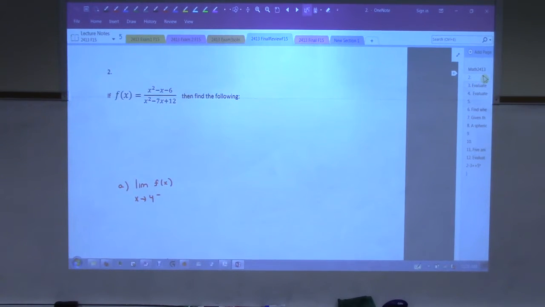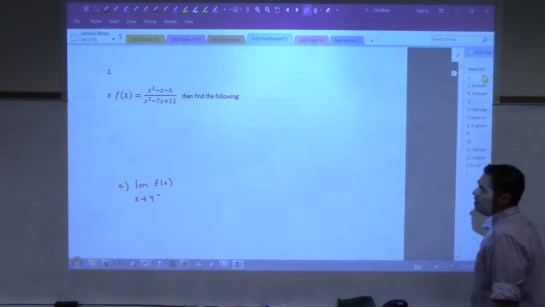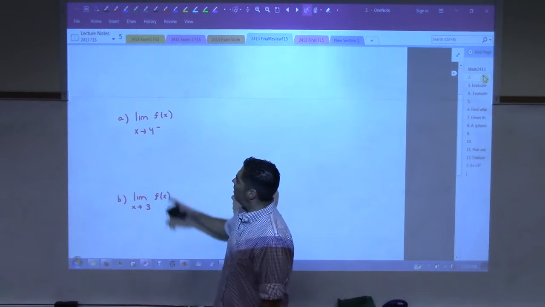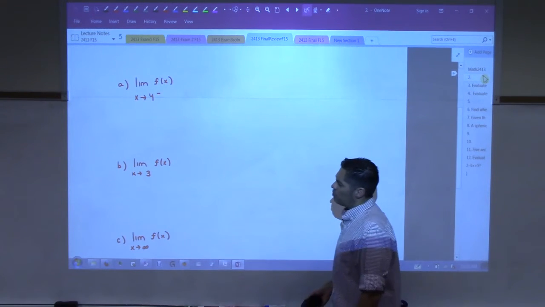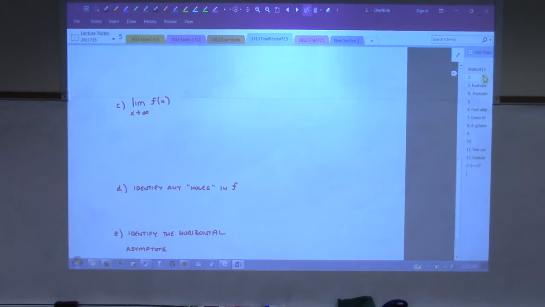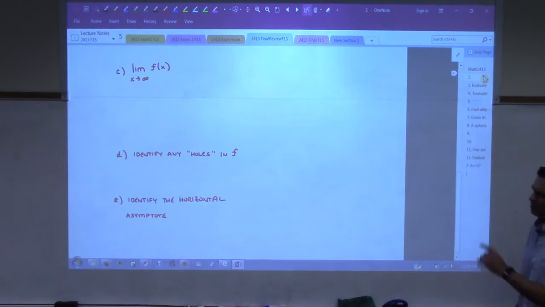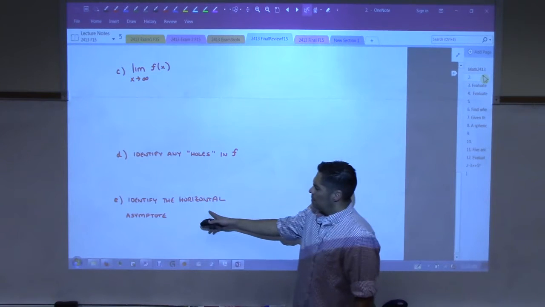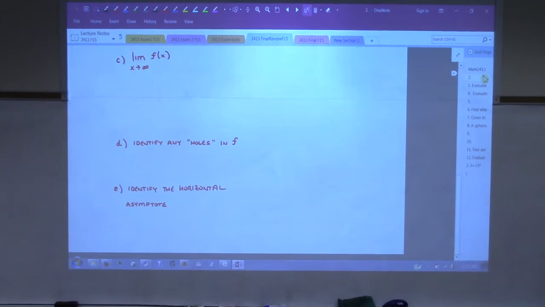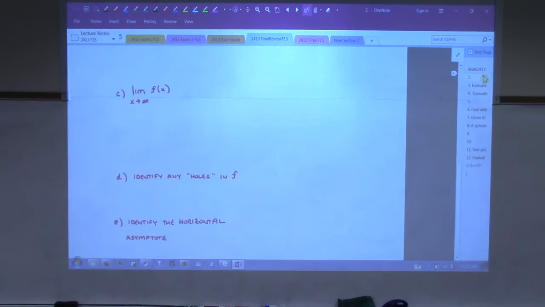Second problem, here's a function, and asking you to evaluate the limit from the left approaching 4, limit as you approach 3, limit as x goes to infinity. Identify any holes, you can throw that out. Identify horizontal asymptotes, we know how to do that. You let x go to infinity. So again, this is things you can go back and take a look at.